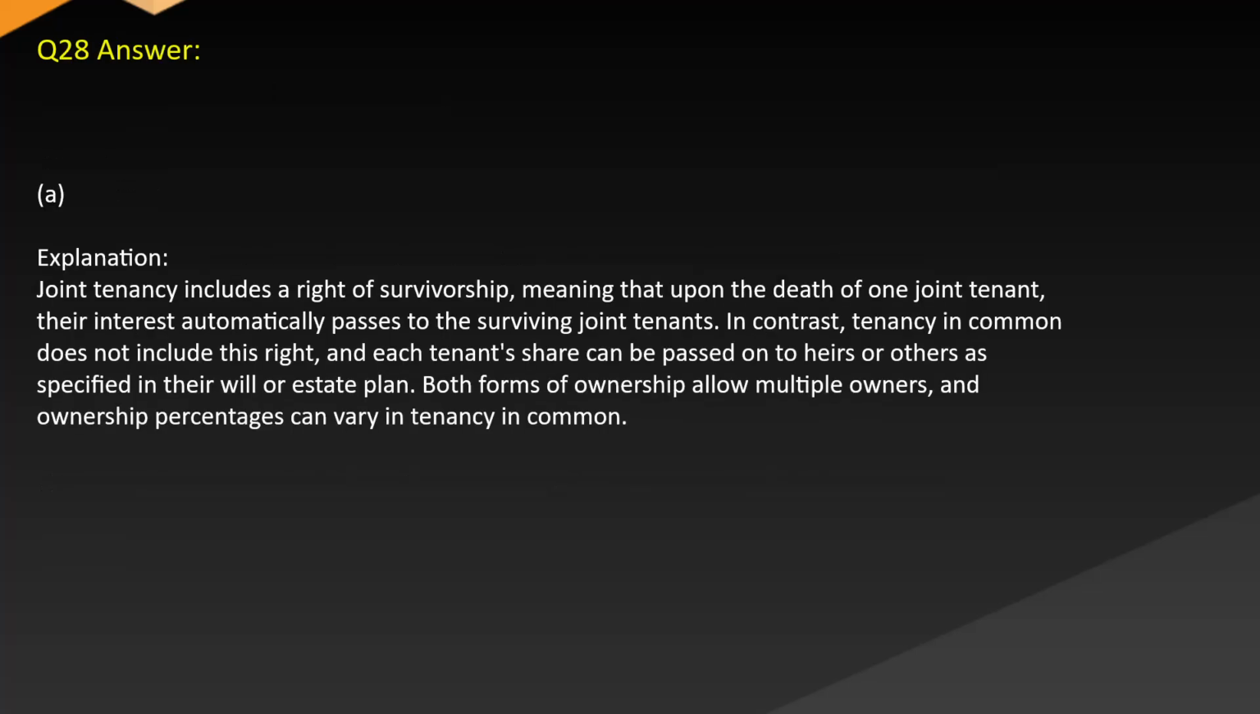Answer: A. Explanation. Joint tenancy includes a right of survivorship, meaning that upon the death of one joint tenant, their interest automatically passes to the surviving joint tenants. In contrast, tenancy in common does not include this right, and each tenant's share can be passed on to heirs or others as specified in their will or estate plan. Both forms of ownership allow multiple owners, and ownership percentages can vary in tenancy in common.